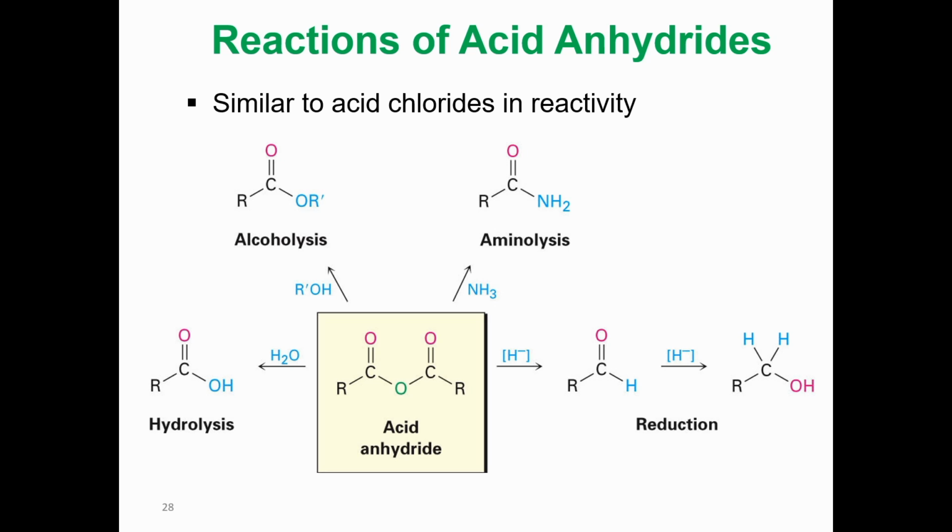Reactions of acid anhydride. This anhydride is similar to acid chloride in reactivity, though acid chloride is more reactive than anhydride. Then under hydrolysis, we still form carboxylic acid, but in this case, we are forming 2 moles of carboxylic acid. Under alcoholysis, we are going to form ester and carboxylic acid. Under aminolysis, we are going to form our amide. Under reduction, we are also going to form aldehyde and further alcohol.